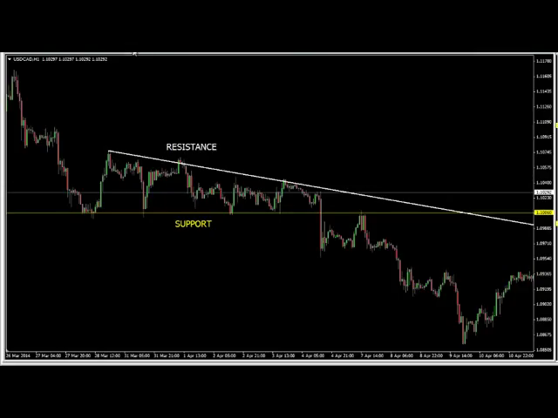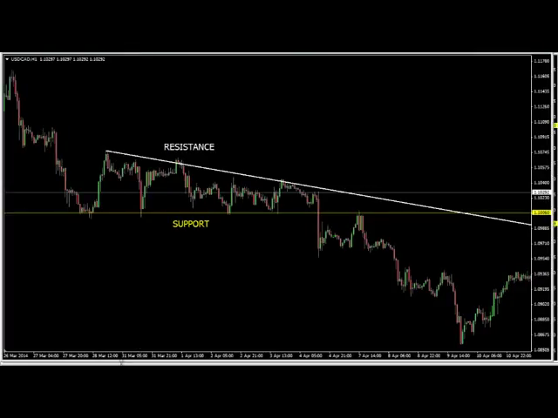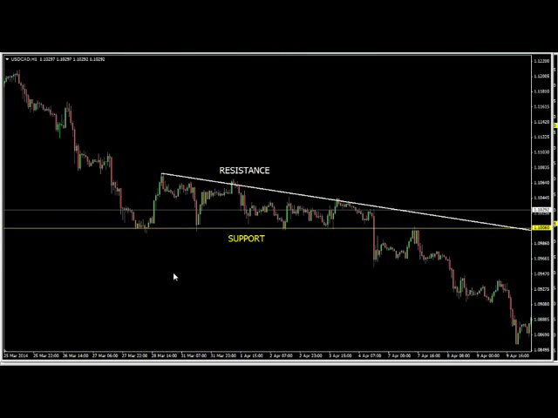Let's take a look at this example here. This is the US Canadian dollar on a 1-hour chart. And we can see that there is definitely a line of resistance and there's definitely a line of support. Our line of support wouldn't be drawn until it's been touched 2 or 3 times, as stated before. And as it's being touched more and more, this support line becomes stronger.